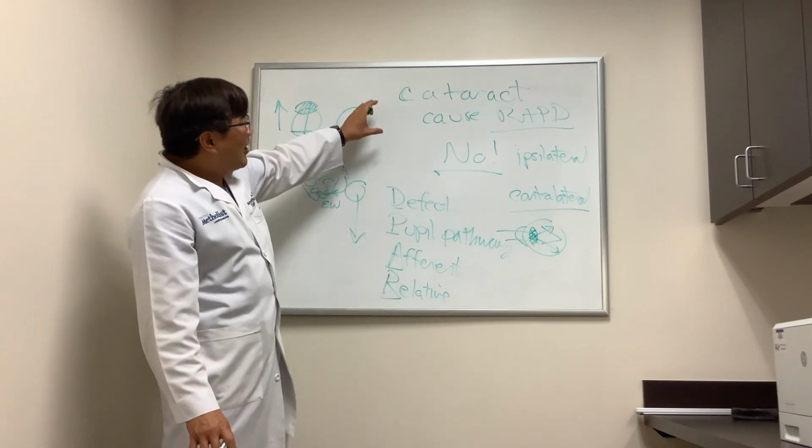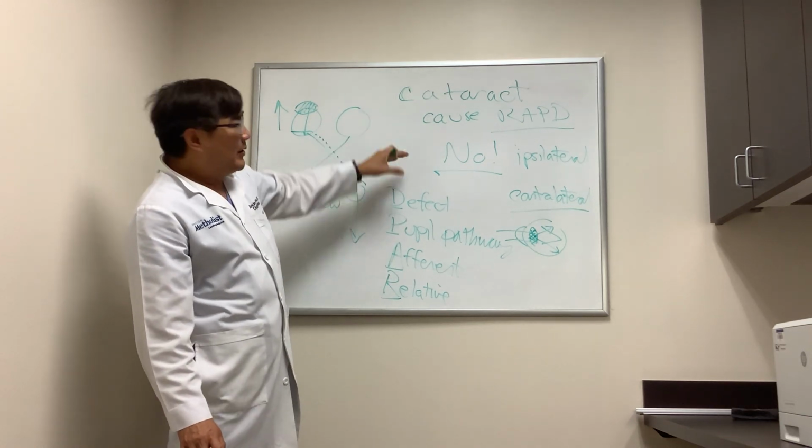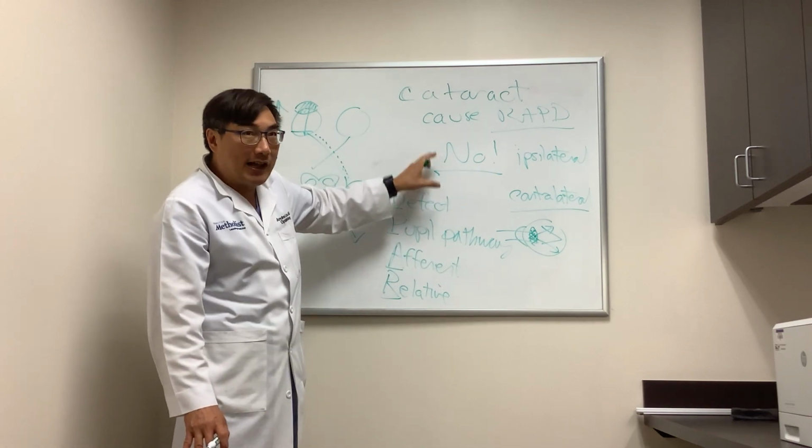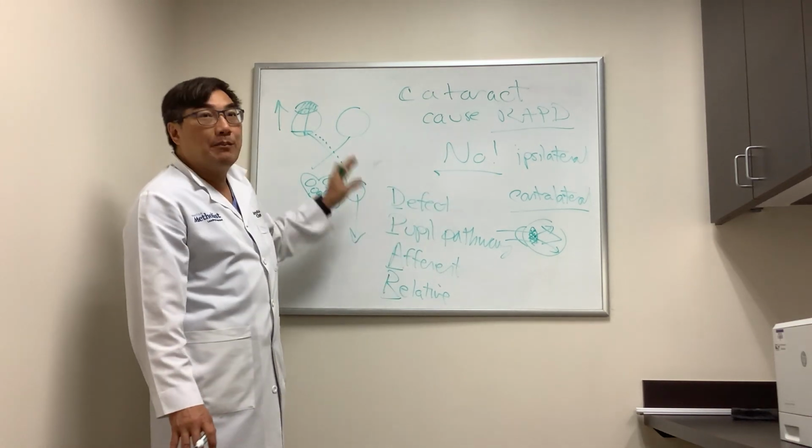And so can cataract cause an RAPD? Yes and no. Yes in the contralateral eye, no in the ipsilateral eye, because it's not in the pupil pathway.